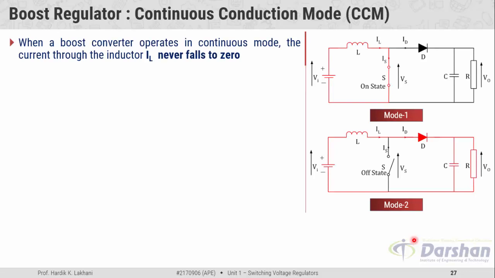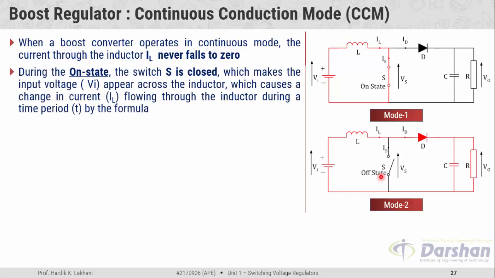When a boost converter operates in continuous conduction mode, it means that the current flowing through the inductor never falls to the zero value. During the on state, the switch is closed, which is shown in the mode 1 equivalent diagram, that makes the input voltage appear across the inductor that we have seen in the waveform, which causes the change in the inductor current flowing through the L during the time period T, and it can be given by delta IL divided by delta T is equal to VI divided by L.